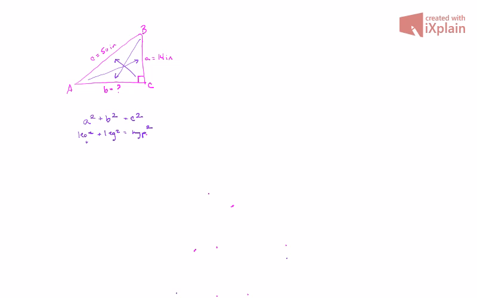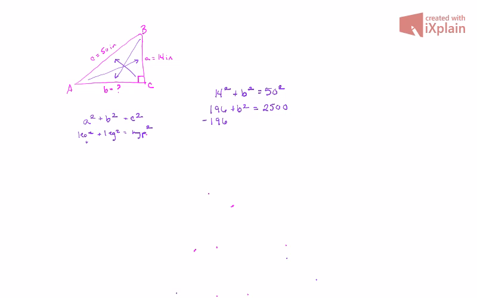So I know that A is 14 inches, so we'll put 14 in for A. I don't know what B is, so I'm going to leave that as a variable. And I know that C is 50. So if we were to evaluate this, 14 squared is 196, plus b squared is equal to 50 squared, which is 2,500.